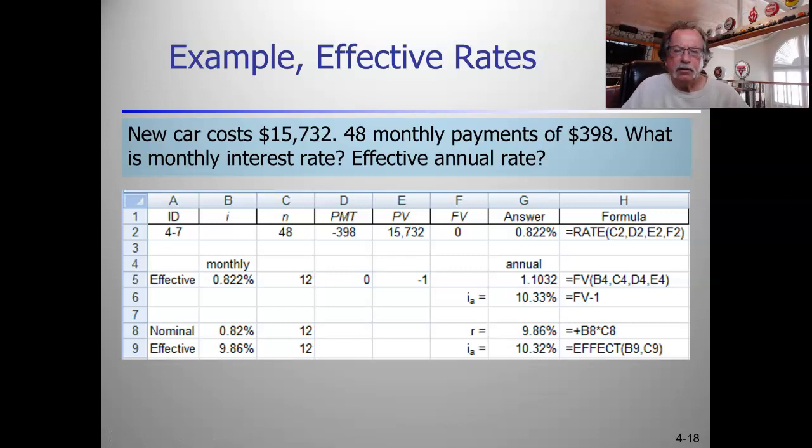So if we're going to do this problem, I took you through the steps in doing it. This shows you how to do it in one step, the various methods to convert from a monthly interest rate to an annual effective rate.